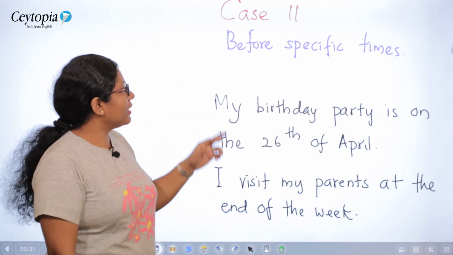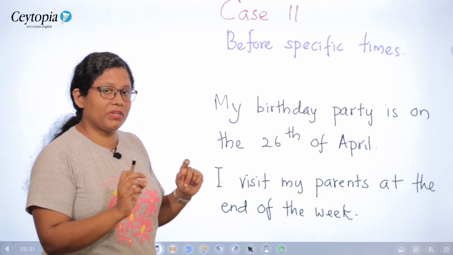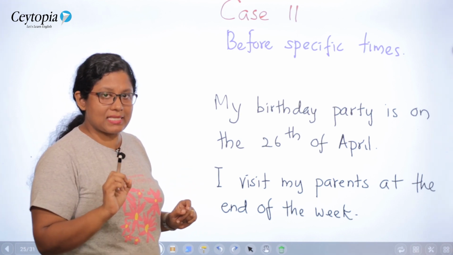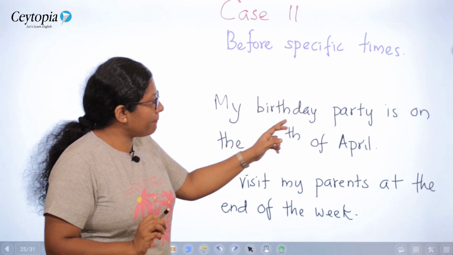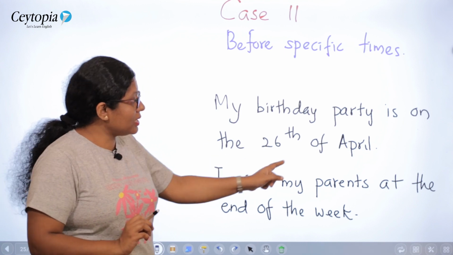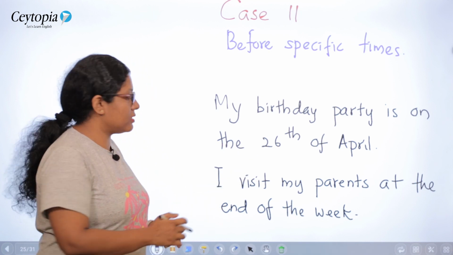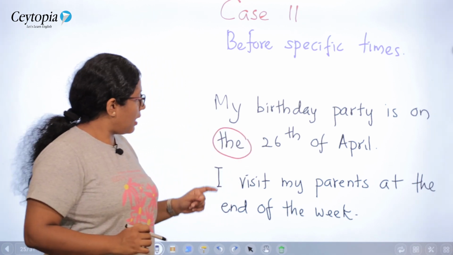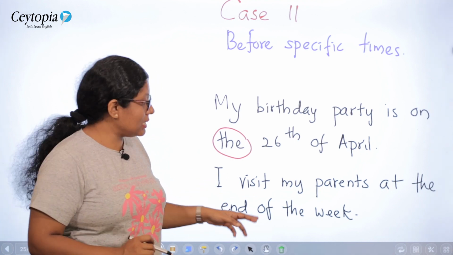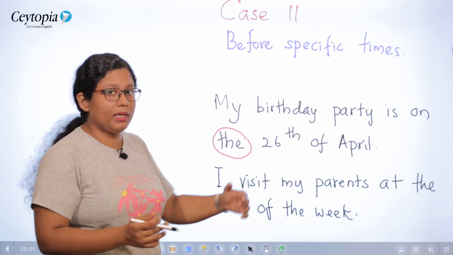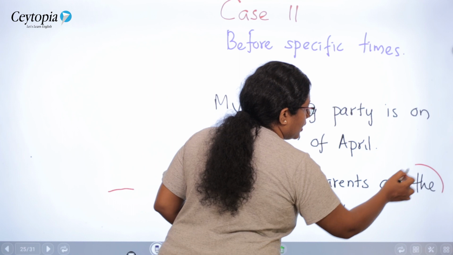Case number 11. Before specific times. When you talk about specific times, specific days, you use the before that particular noun. For example, my birthday party is on the 26th of April. The specific day is the 26th of April. So you use the before that. I visit my parents at the end of the week. So it is very specific. End of the week is the specific period. So in this case you use the here.